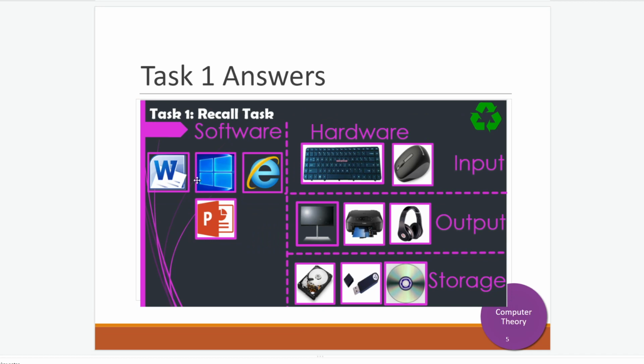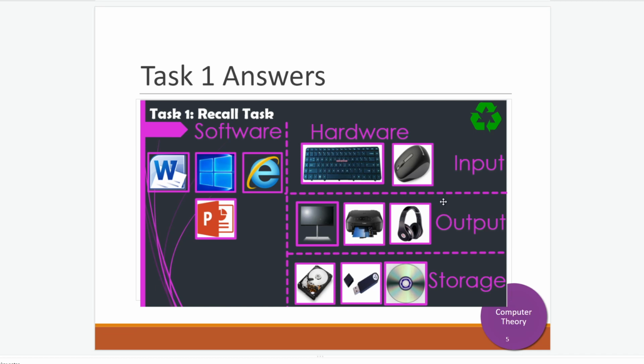Now we have got the answers here. So on the software side, we've got the word processor, we've got the operating system of the Windows logo, we've got the Internet Explorer icon, or browsers as we call them, and then we've got PowerPoint, because these are all different examples of software that perform a specific function.